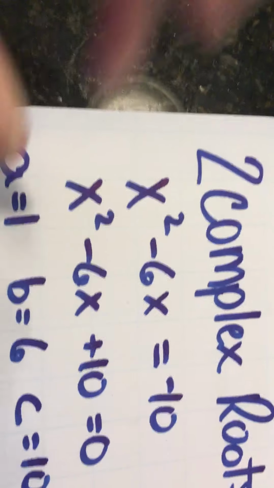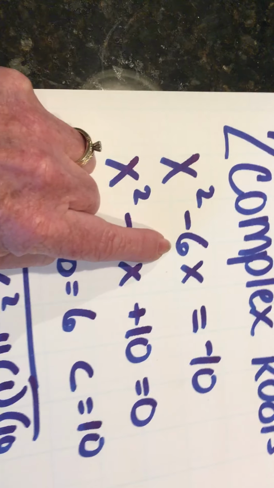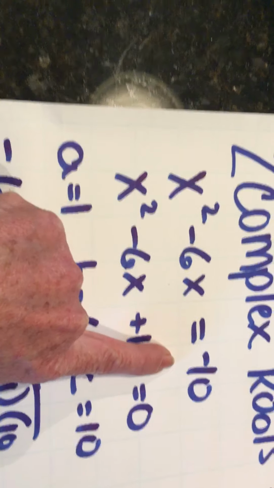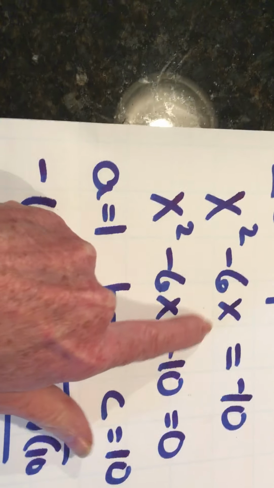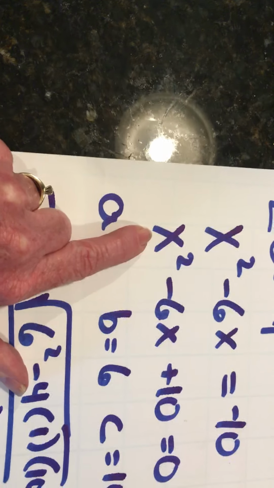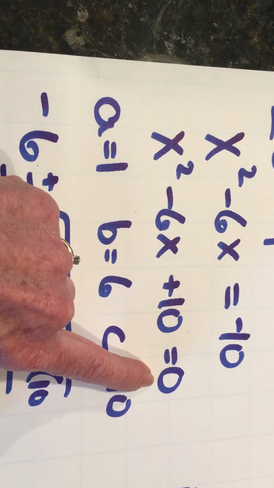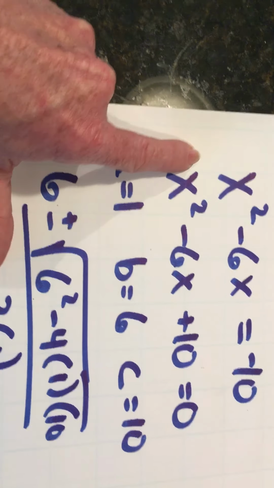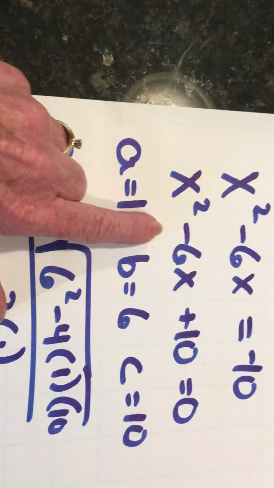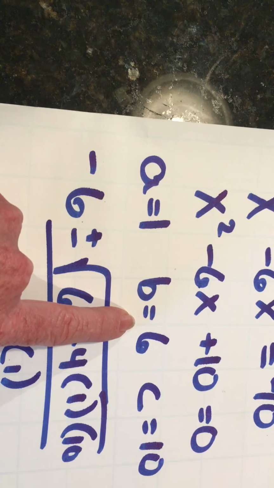Your problem starts out as x squared minus 6x equals negative 10. We're going to add 10 to both sides to get everything on one side. So you've got x squared minus 6x plus 10 equals 0. Your a is your number of x squareds. It's 1. Your b is negative 6.